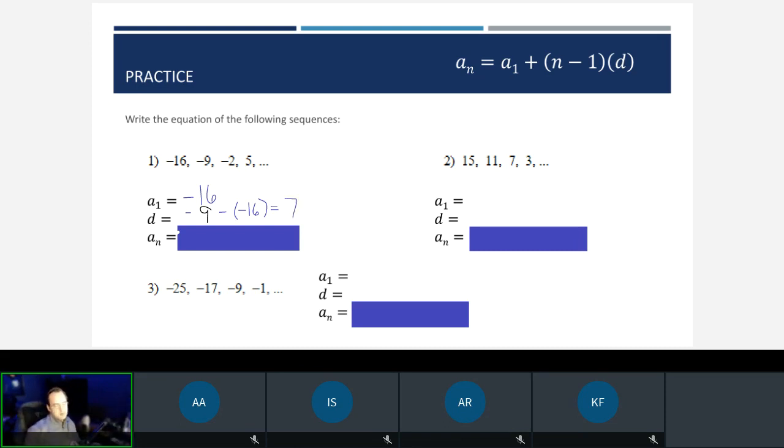And even though today we're doing arithmetic sequences, you always want to check -9 minus -16. Yes, we get 7. -2 minus -9 also equals 7. That's good. 5 minus -2 is also 7. So you want to check maybe the first three to make sure that you get 7 every single time. Now, if you don't get 7 every single time, it tells us it is not an arithmetic sequence. It could be a geometric or something else.